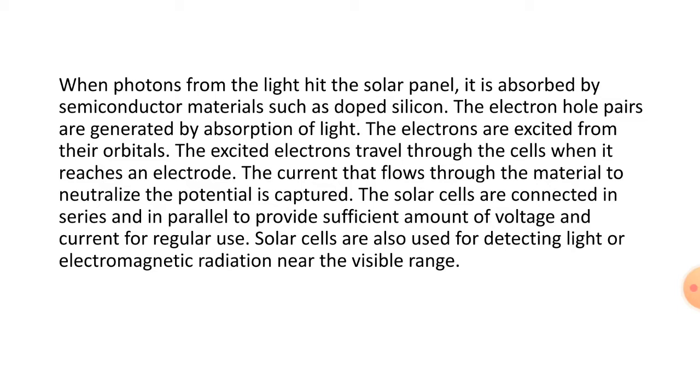The excited electrons travel through the cells until they reach an electrode. The current that flows through the material to neutralize the potential is captured. The solar cells are connected in series and in parallel to provide a sufficient amount of voltage and current for regular use. Solar cells are also used for detecting light or electromagnetic radiation near the visible range.